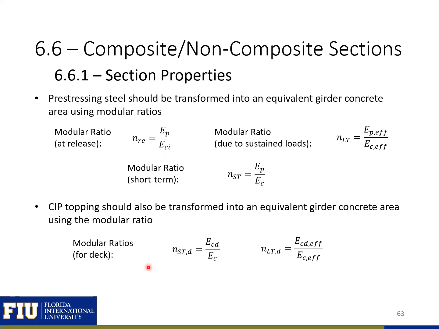We also, for composite sections, need to transform our cast-in-place topping or deck concrete into an equivalent girder concrete. And we can do that short-term and long-term. So here, this is just the ratio of our deck concrete stiffness to our girder concrete stiffness. Typically, our deck is going to be a lower strength concrete, so this value will be less than 1.